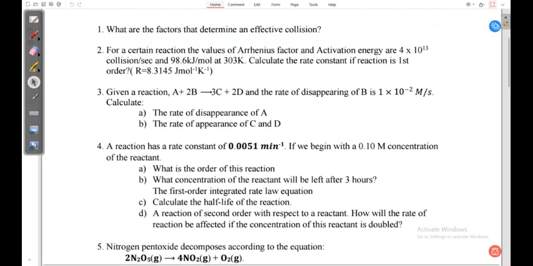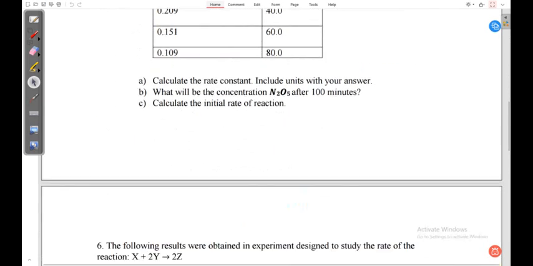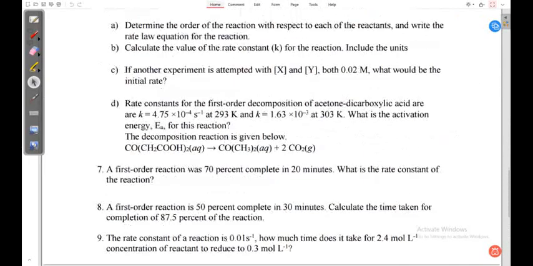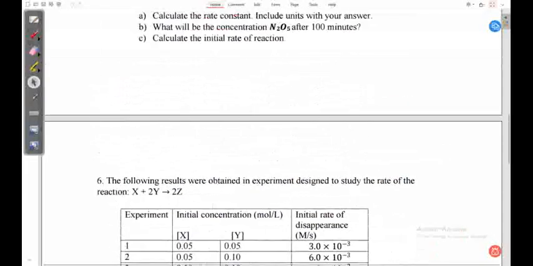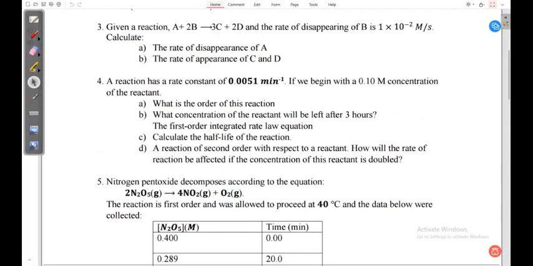Okay, so these are the questions we're going to answer. What are the factors that determine an effective collision? For a certain reaction, the values of the Arrhenius factor and activation energy are given. Determine the rate constant. So all the questions all the way up to 9 at least test the different aspects and concepts of this cardinal topic in chemistry. So we'll break it down for you.